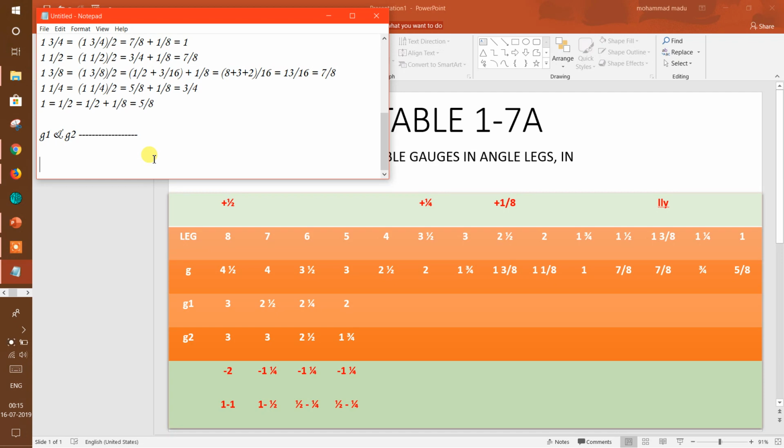G1. What's the value? 8. Firstly, I'm going to divide with minus 2. Sorry, I'm subtracting minus 2. 8 minus 2 equals 6. And this 6 is divided into 2 equal halves. That means 3 and 3.